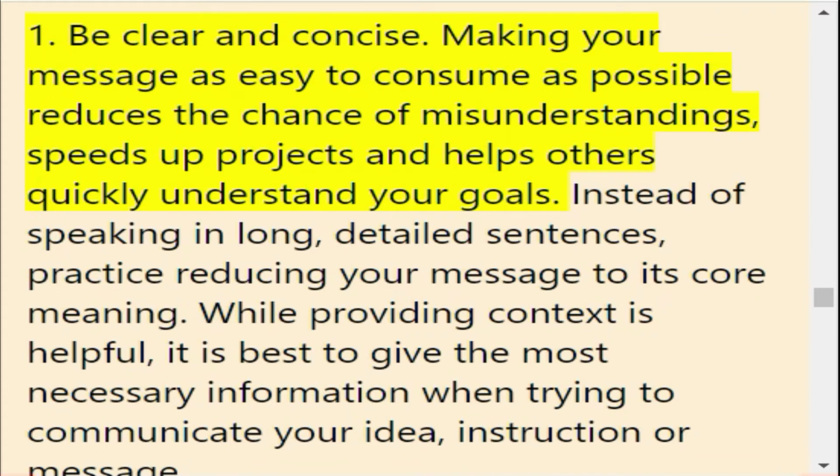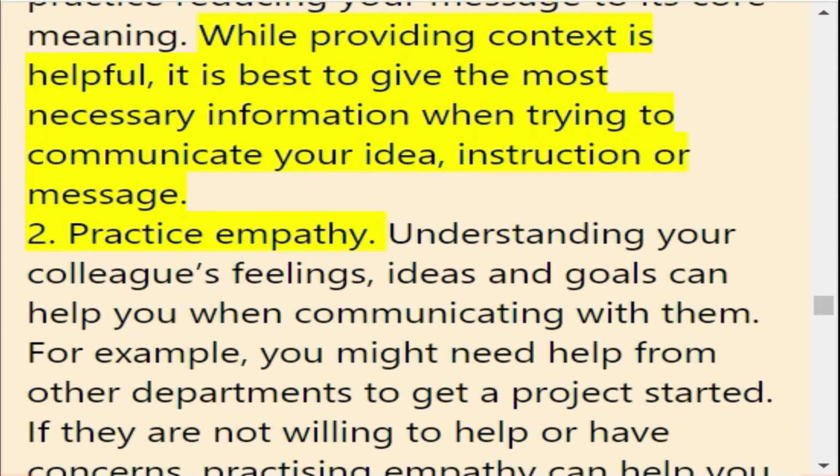1. Be clear and concise. Making your message as easy to consume as possible reduces the chance of misunderstandings, speeds up projects, and helps others quickly understand your goals. Instead of speaking in long, detailed sentences, practice reducing your message to its core meaning. While providing context is helpful, it is best to give the most necessary information when trying to communicate your idea, instruction, or message.